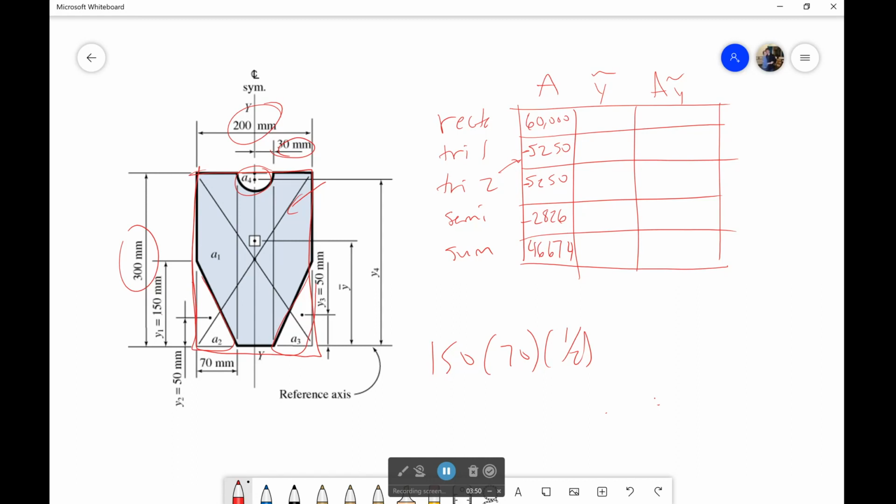Now let's look at the centroids. Well, the centroid of a rectangle is right at its center, which is going to be half its height, which will be 150 millimeters. The centroid of these triangles is 1/3 of the way from the base, which since they are 150 millimeters tall, that's 50 millimeters from the bottom. Remember, all of our measurements have to be from the same point, so I'm measuring from the bottom right here.